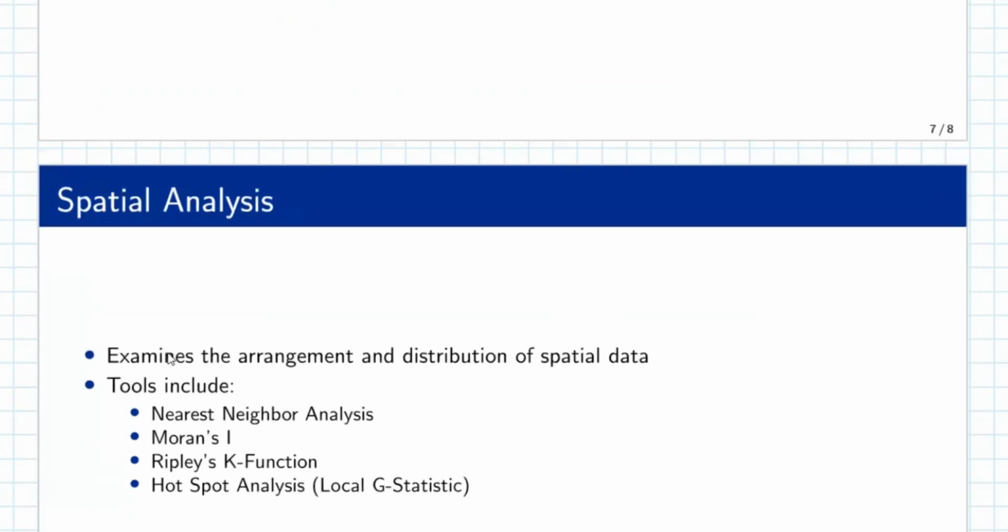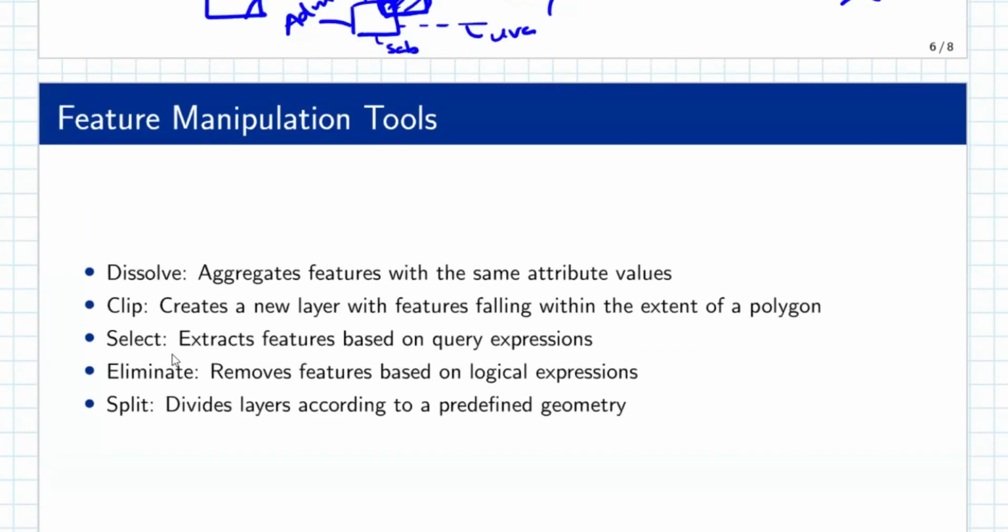Now, the second or the next stage is feature manipulation tools. You have several feature manipulation tools, and in the case of feature manipulation tools, these are very important for managing and refining geographic data. We use this often actually to adjust and transform spatial features to meet specific project requirements. For example, dissolve, clip, select, eliminate, split. These are common types of feature manipulation. Let's look at one by one.